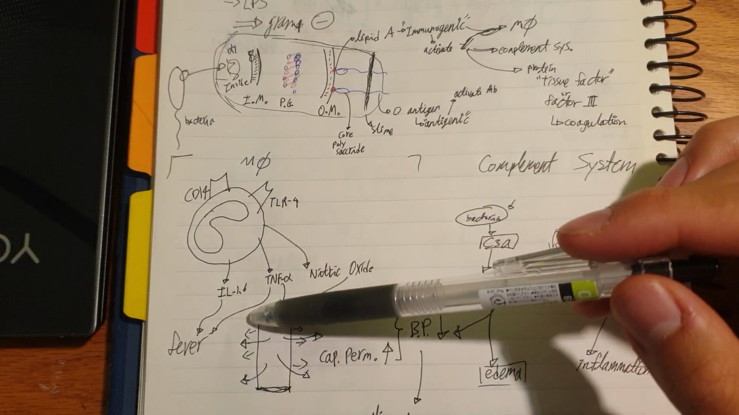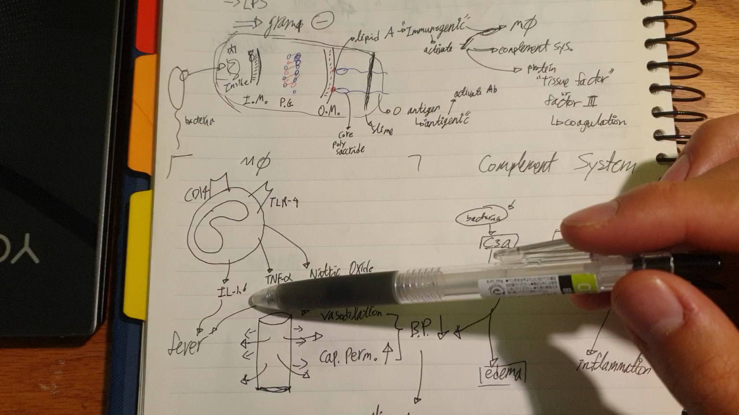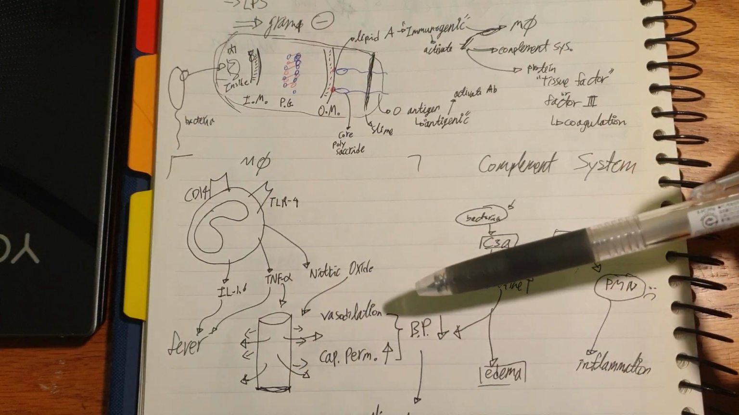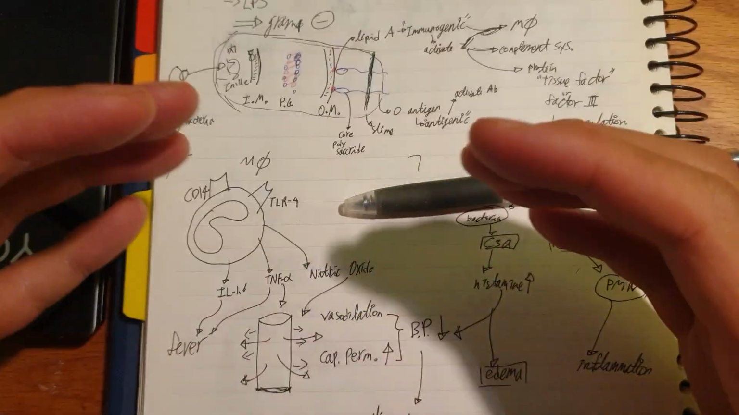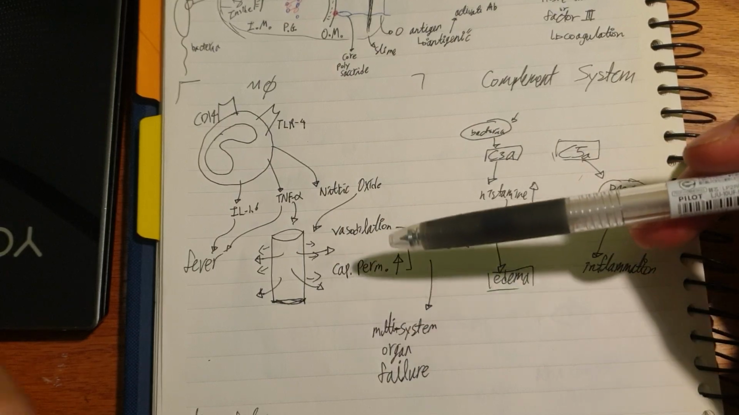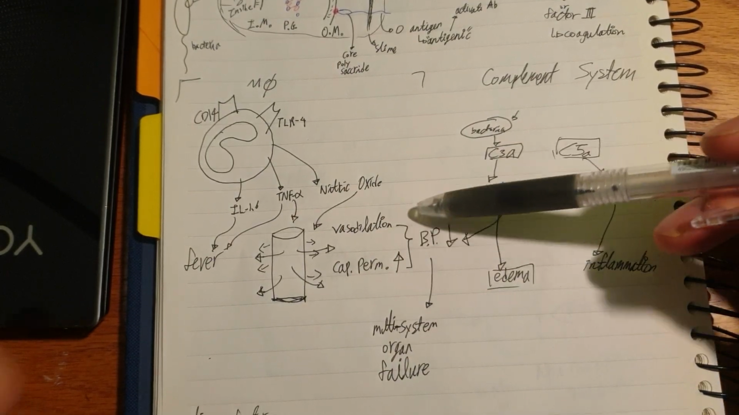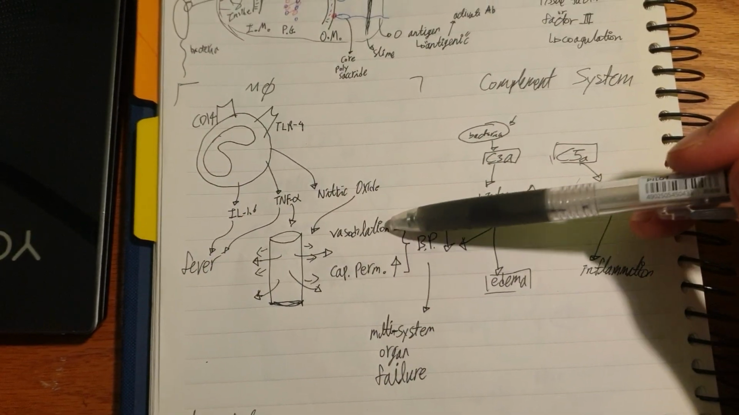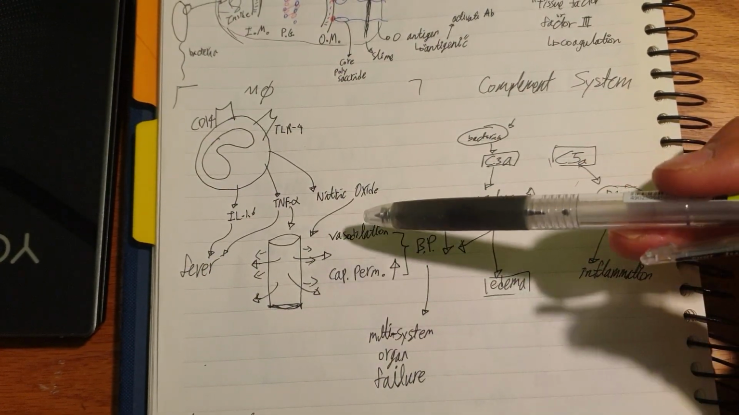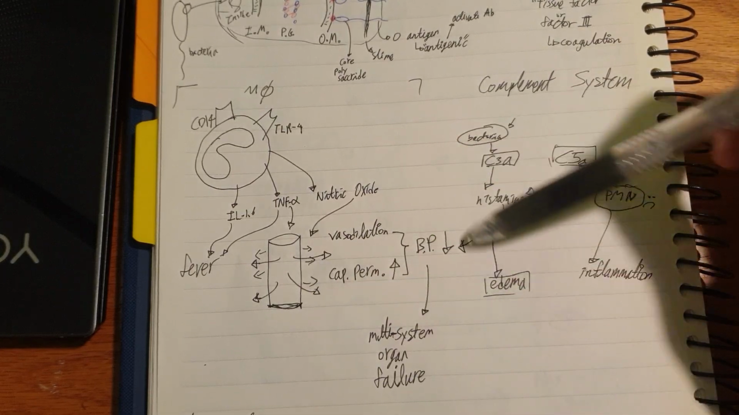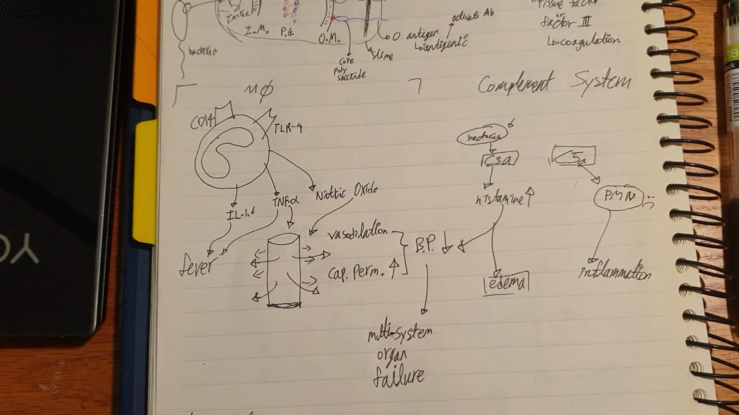TNF-alpha, interleukin-1, and interleukin-6 cause fever, and TNF-alpha and nitric oxide cause vasodilation, which means an increase in the size of vessels and an increase in the permeability of capillaries. This decreases the blood pressure, as there's a bigger volume space from vasodilation, and we are losing fluid as the vessels get more permeable.